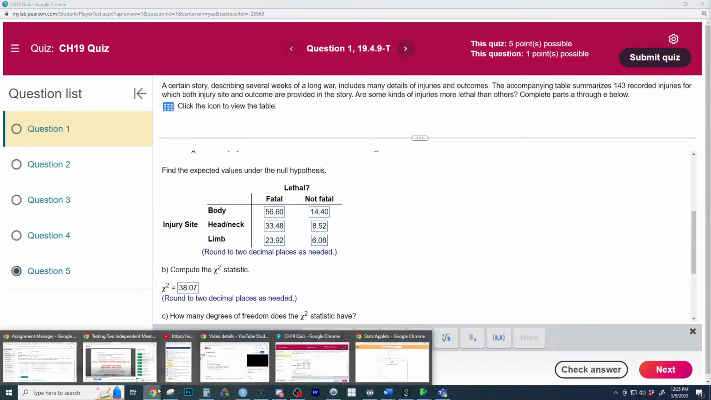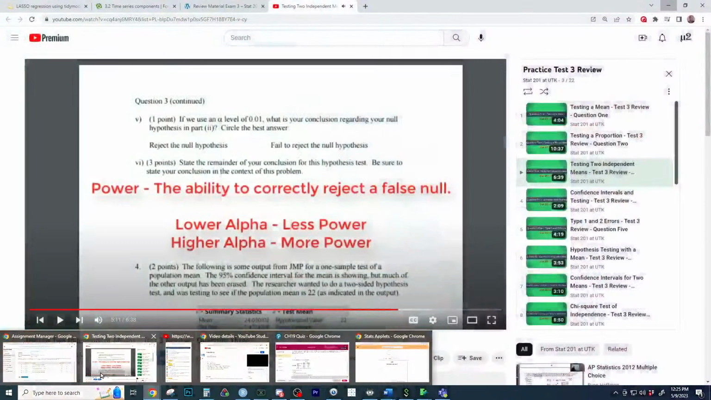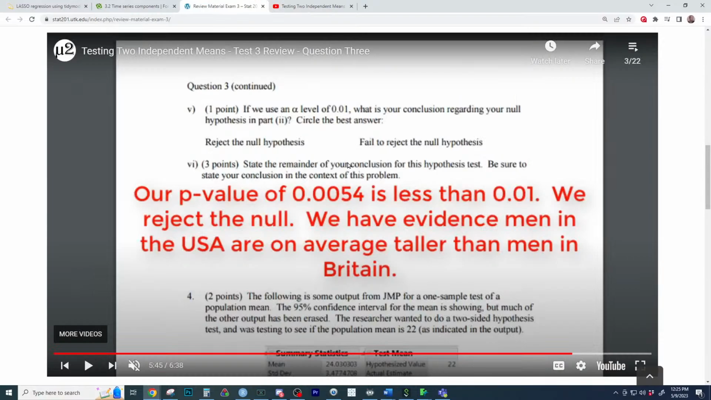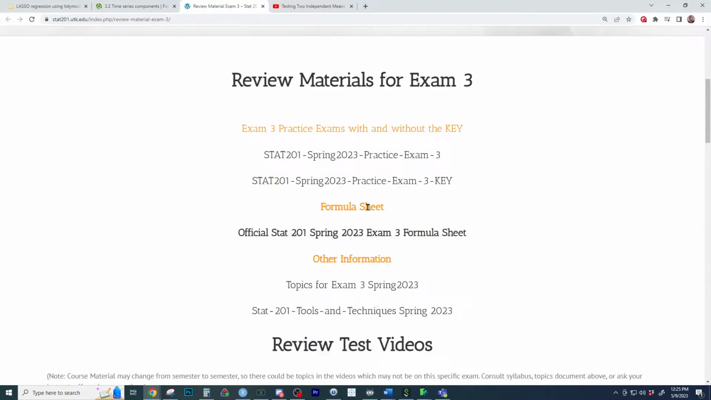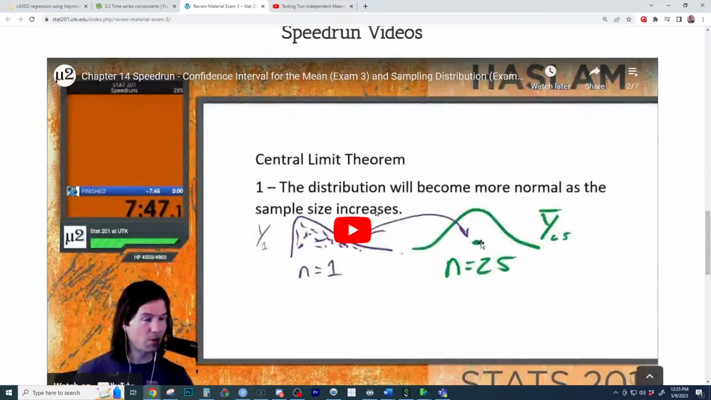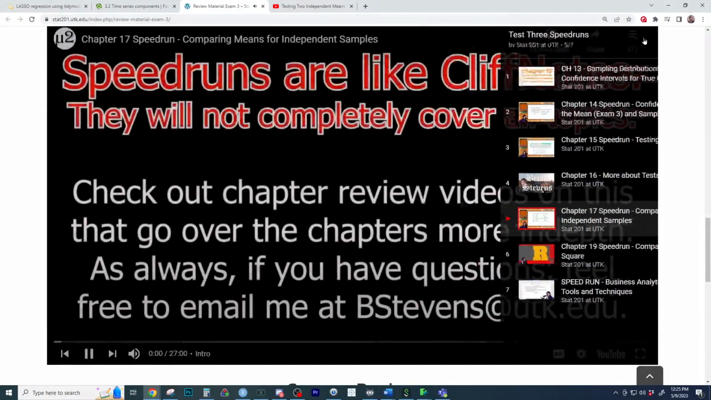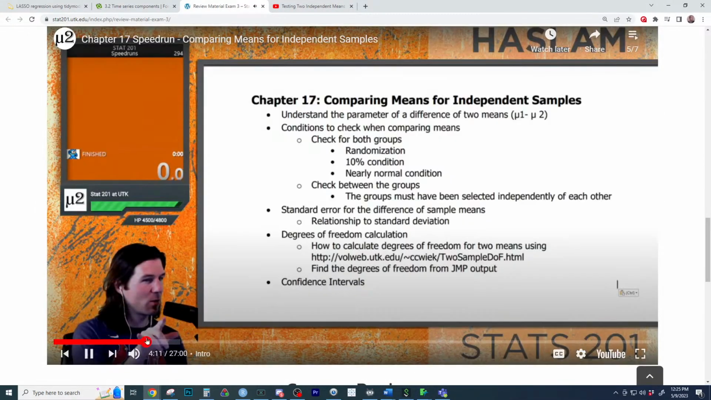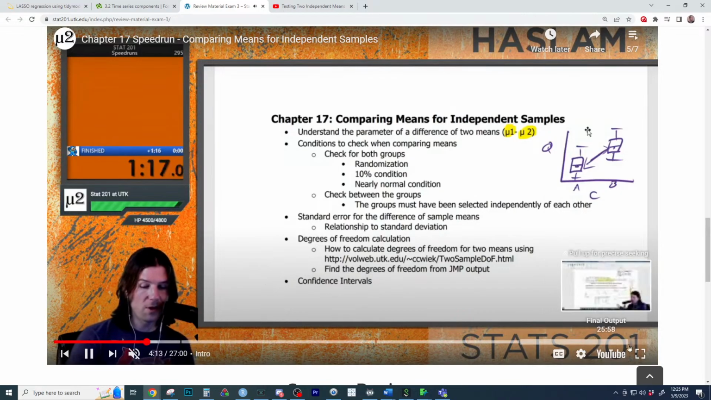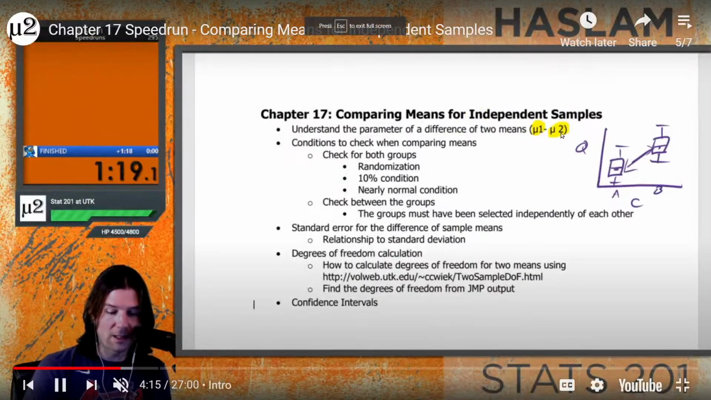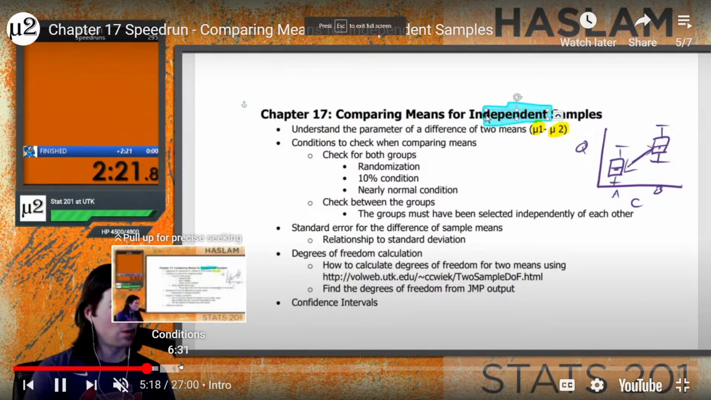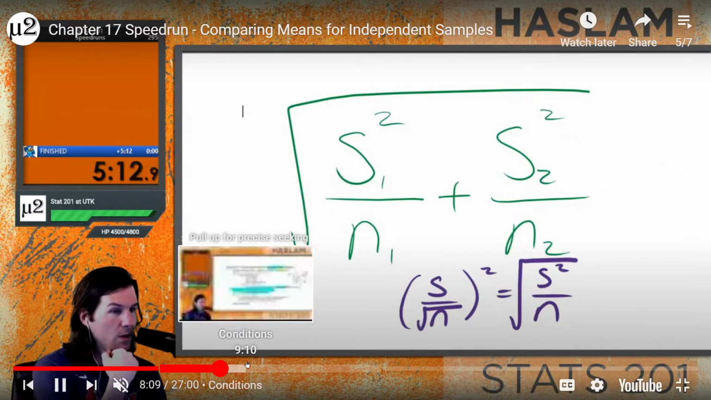So with this, here's what I suggest doing if you're trying to study for the final. Go through the practice test, but then also be taking notes. Go to the speedrun videos. Speedrun videos right here, when we compare the means, that's the chapter we were just talking about. Speedruns are just kind of the cliff notes. Dependent sample. And you can see here we're talking about side-by-side box plots where we're comparing the difference between two means. And they need to be independent samples, one of the conditions.